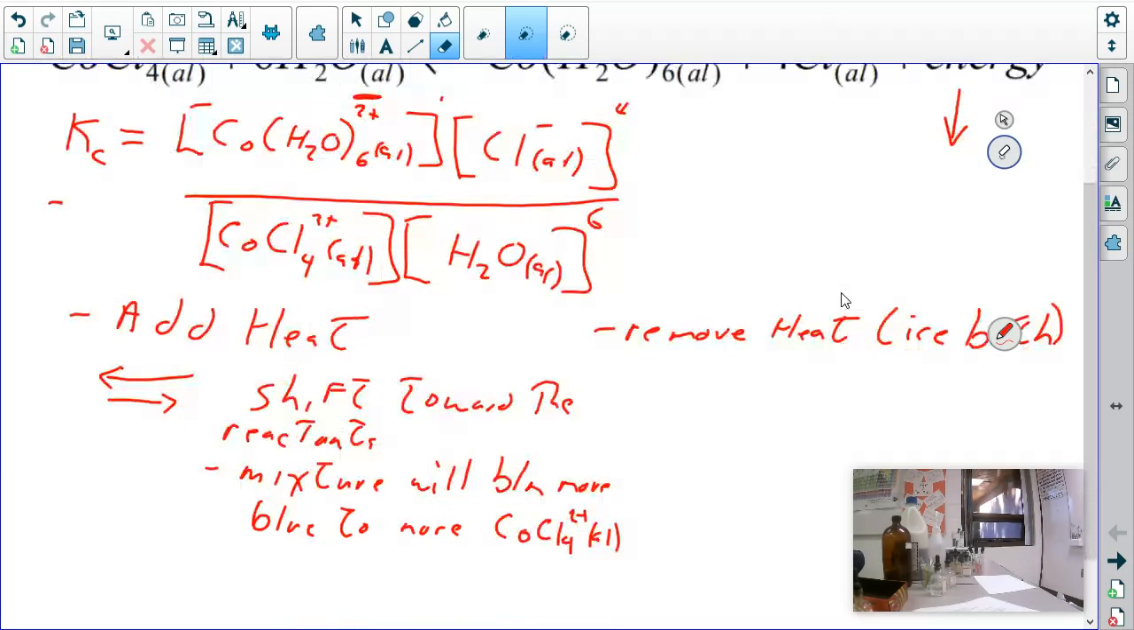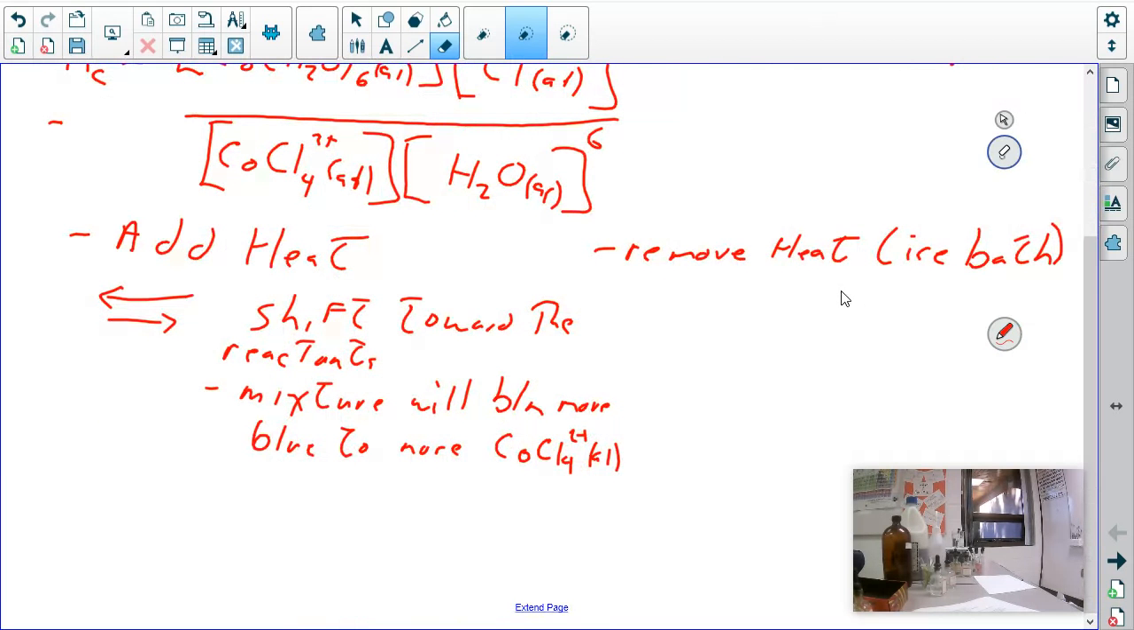The system is going to want to fight that. What will happen is that will slow down the reverse reaction in comparison to the forward reaction. The reverse reaction requires heat to take place. You take some of that away, you're going to slow down that reverse reaction, causing a shift towards the products.